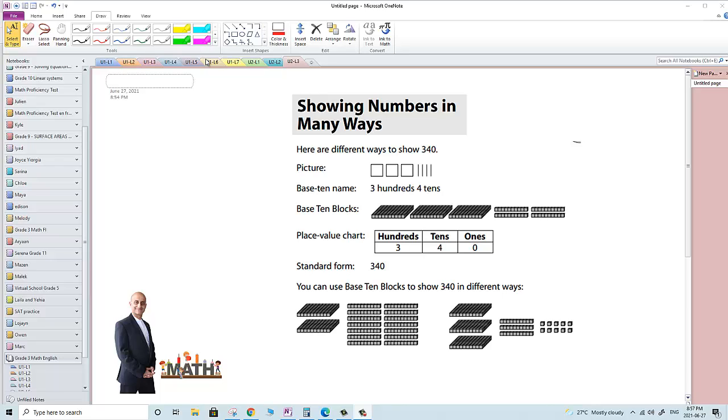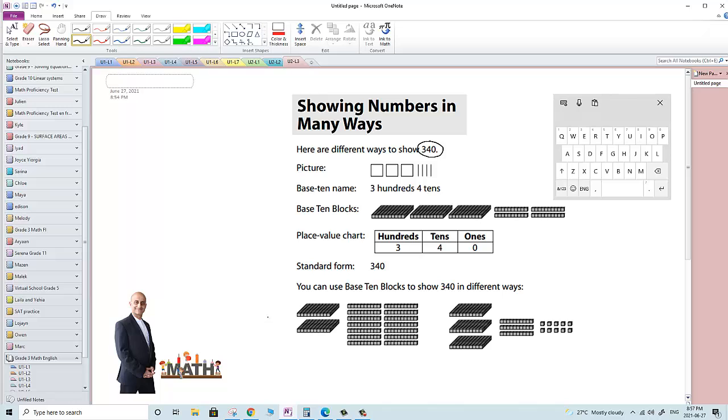Good morning, students. Today we're going to learn a summary of all what we did before, but it's very important to know how we can show any number in many ways. So, first of all, I need to present 340 as a number. How can I present it in different ways?